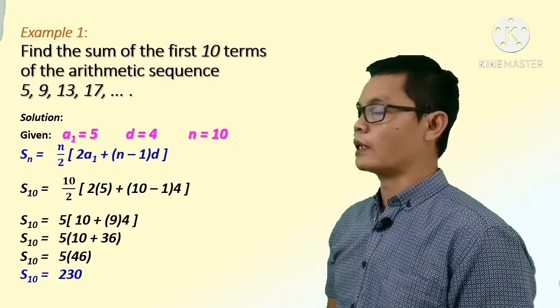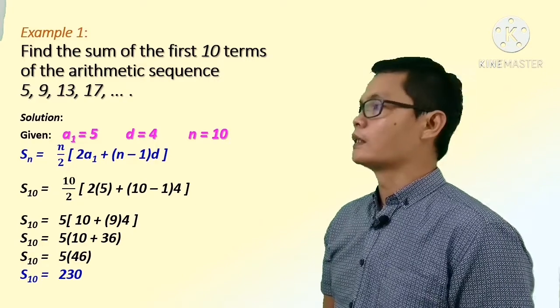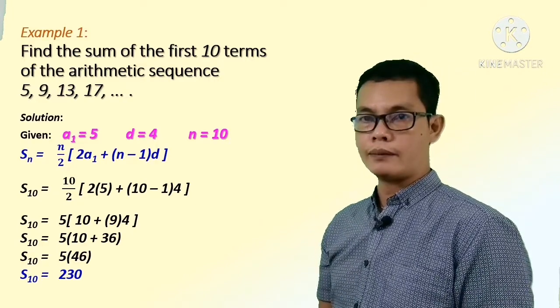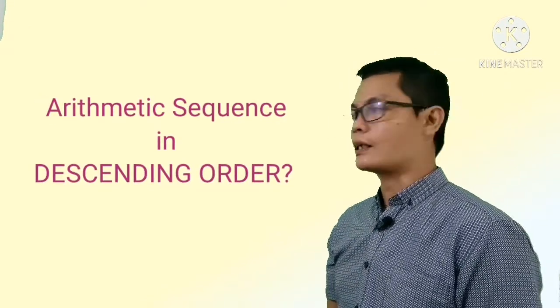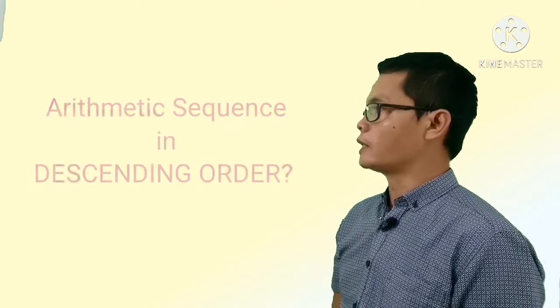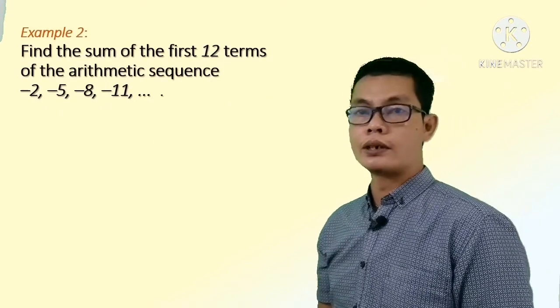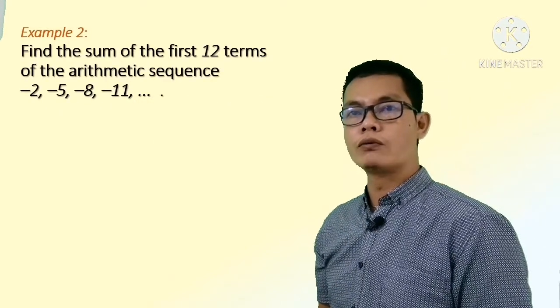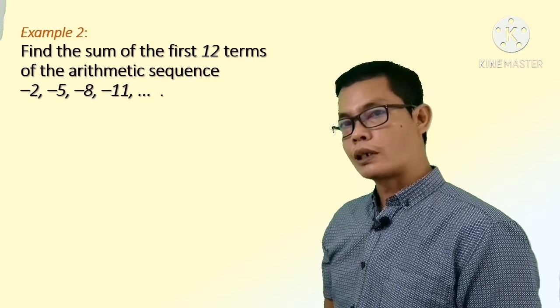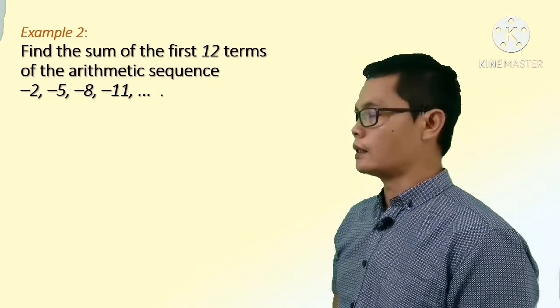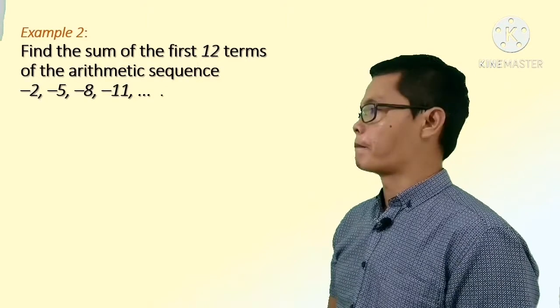You can find that the value of the 10th term is 230. And now, what if the sequence is in descending order? Kanina, ang ating given example is in ascending order. So how do we solve for the n terms if the given is in descending order or pababa?